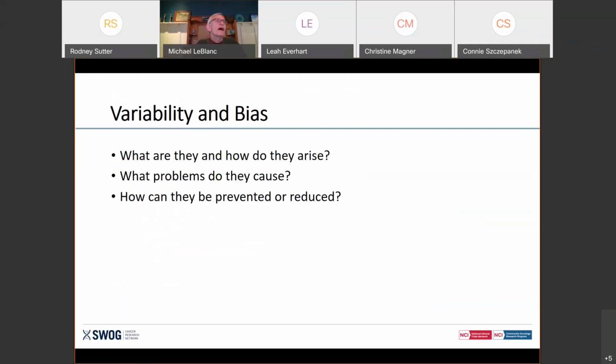So I'm going to talk about a couple of statistical concepts which are sort of behind all your work, things that we try to control to get good results. And those two concepts are variability and bias. I'm going to talk about how they arise, what problems they cause, and importantly, how they can be prevented or reduced. Because typically it's not the statistician or data scientist that takes care of these in the end. It's you that really control and prevent these, because there's usually no statistical analysis to get rid of them once they're there. Next slide.